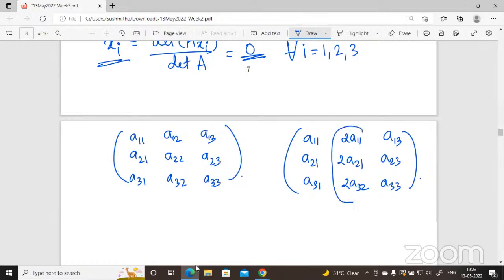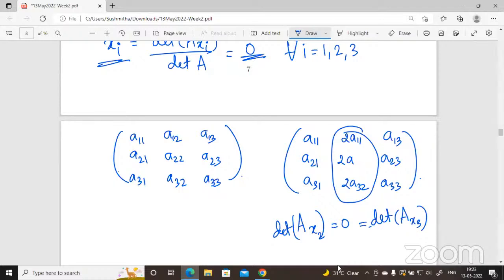So what was I going to tell? Suppose this is my B vector. Determinant of AX2 is 0. Determinant of AX3 will also be 0, right? Ma'am, the second row, it is 2 A31, right? Yes, A31. Okay, thank you, ma'am. So these two will be 0. But what will determinant of AX1 be? It will be 2 times determinant of A, right?